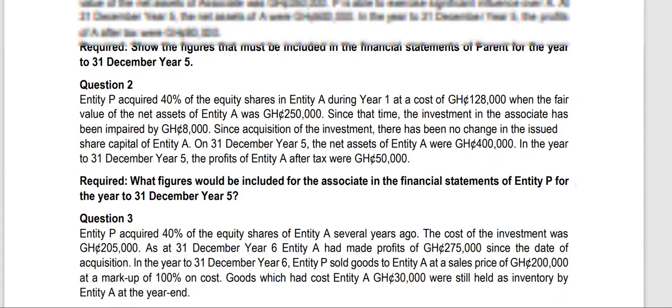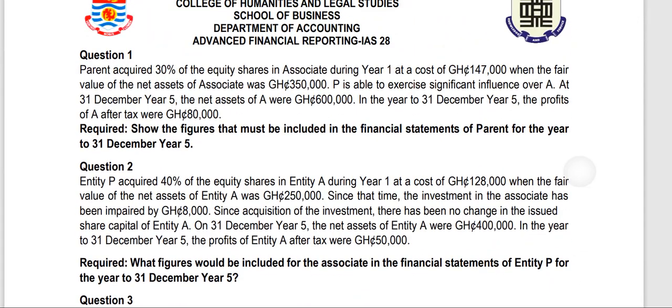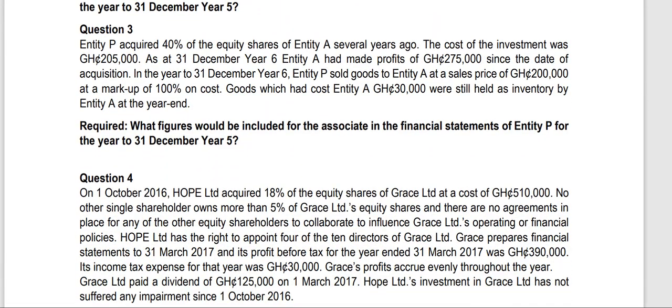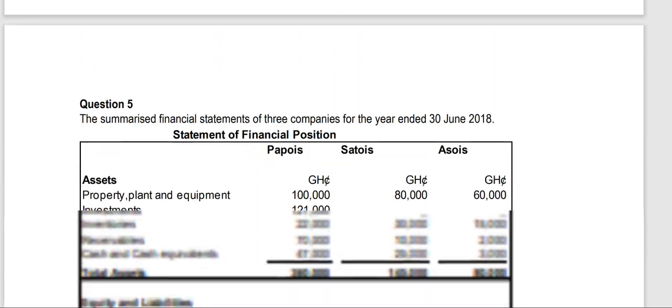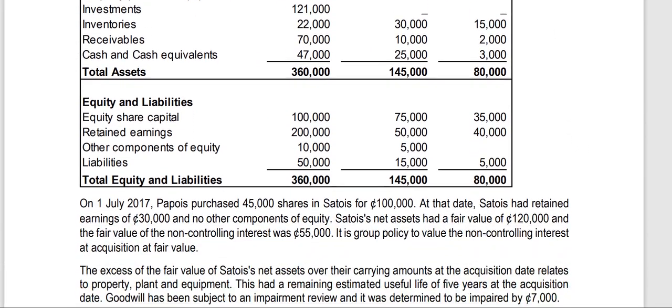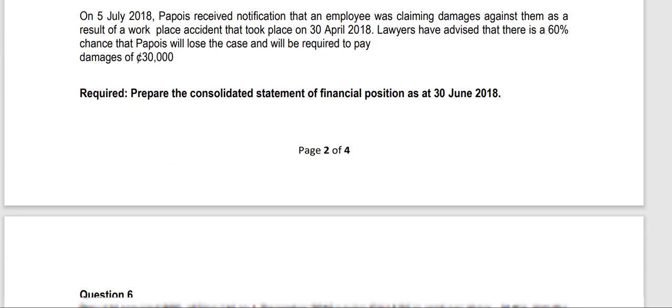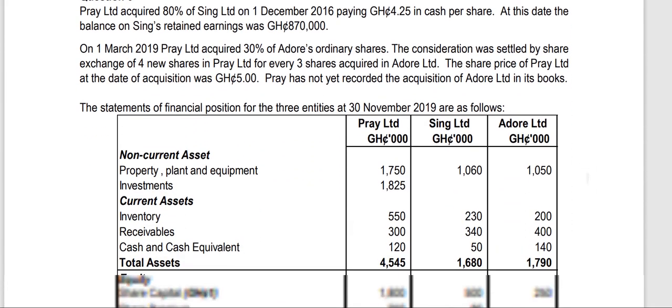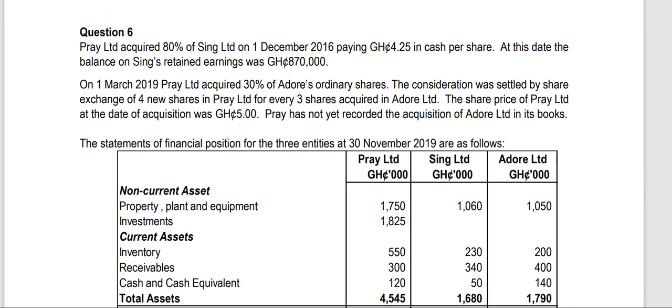So the earlier questions, question 1, 2, 3, are just purely on associates, and 4. And question 5 and 6 is about having a parent who has a subsidiary and has an associate. So the parent will consolidate the subsidiary and equity account the associate. So you have tried question 5. Now let me walk you through question 6.